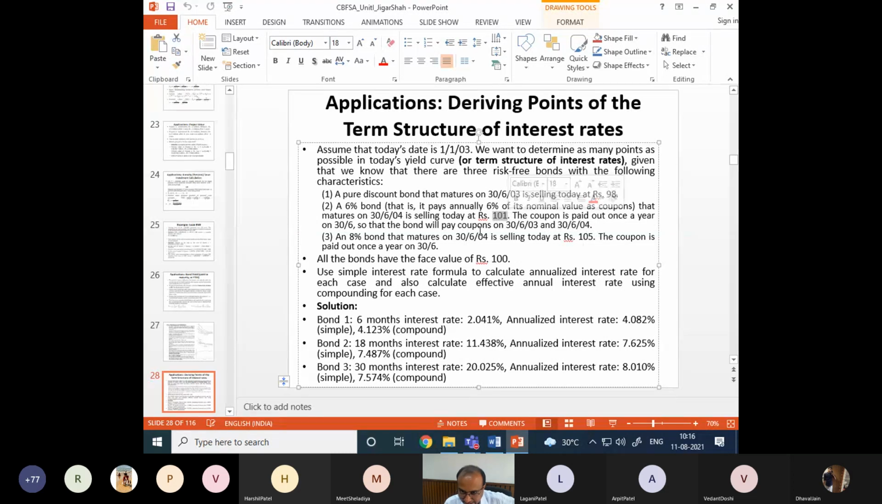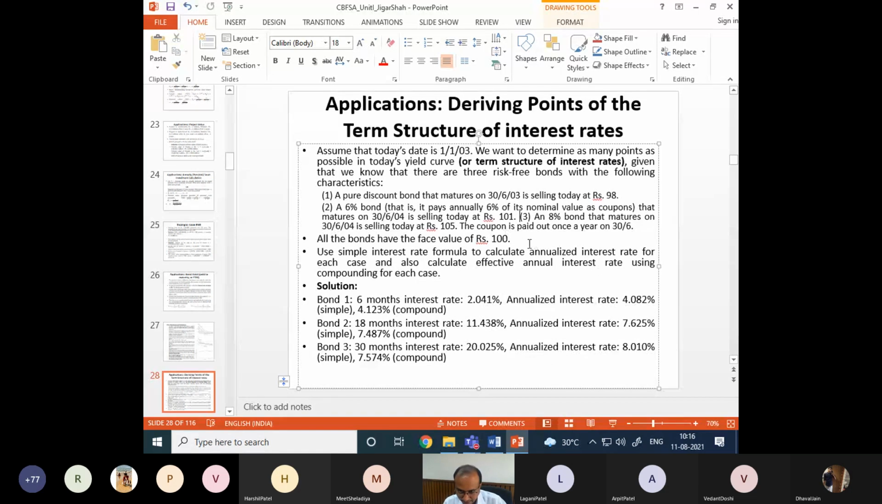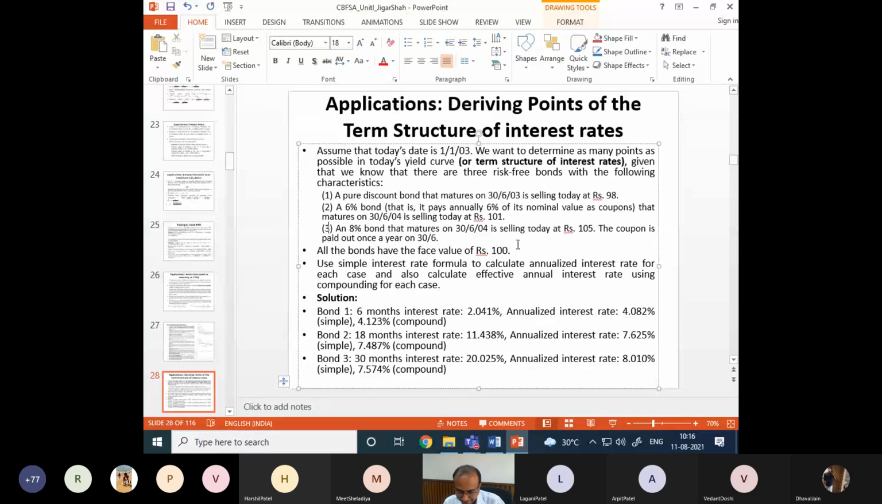OK, this is the second bond. Third bond, it is an 8% coupon bond, maturing on 30th June 2004, and it's selling today at... Sorry, there is a mistake in the data. Yeah, this belongs to the second bond. Just correct it. This should be for the second bond.